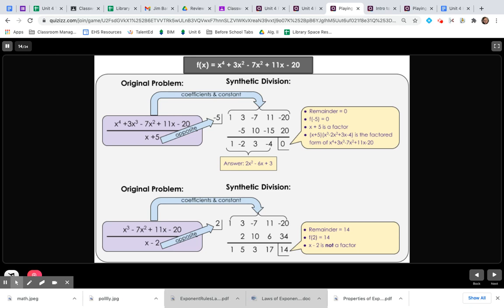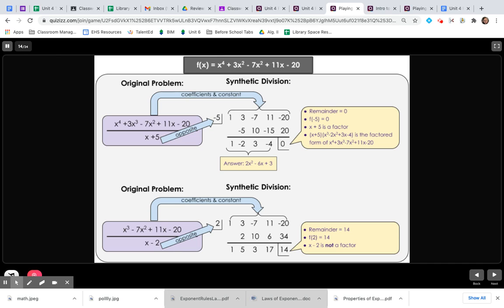This bottom one is an example that doesn't work nicely. So you end up getting 14 as your remainder. That means that if you took 2 and you plugged it into this polynomial right here, your answer would be 14. So there's going to be a couple of questions on the quizzes that ask you that. It also means that that's not a 0. If f of -2 is 14 instead of 0, then you would have to try another number if you were trying to find a 0.